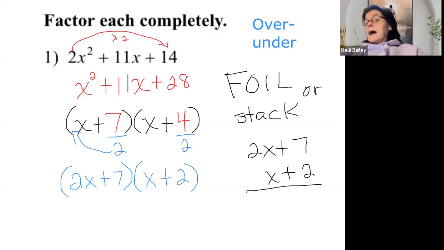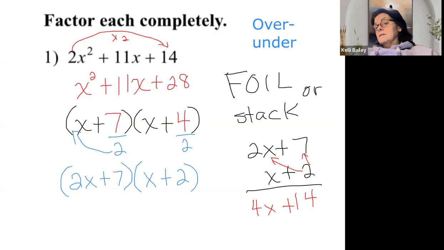Now, I'm multiplying those. That's what it means when you have parentheses next to parentheses. So first, I'm going to go 2 times 7 to get 14. And that's plus 14. Then I'm going to go, so that was 2 times 7. Now I'm going to go 2 times 2x. And that gives me 4x.